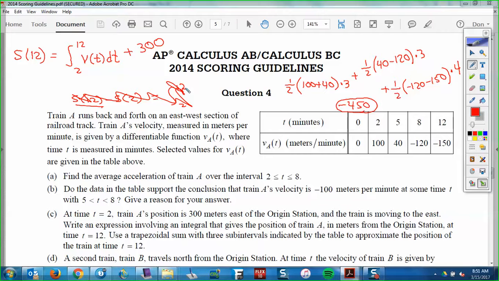Okay, so I agree with you, Will, on the negative 450, right? Here's what your trapezoids would look like. 1/2 times 100 plus 40 times the width of 3. Then 1/2 times 40 and negative 120 times the width of 3, and then 1/2 times negative 120 and negative 150 times the width of 4, right? These are your 3 trapezoids. So we can't do those shortcuts that we're going to talk about here in a second, right? So that means what? What did this train do over those 10 hours?